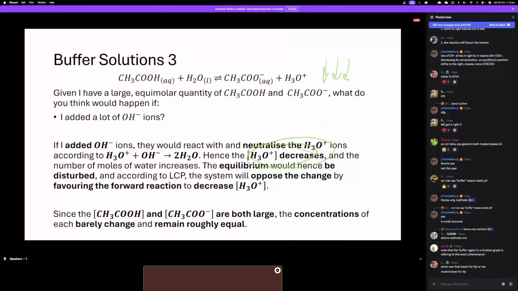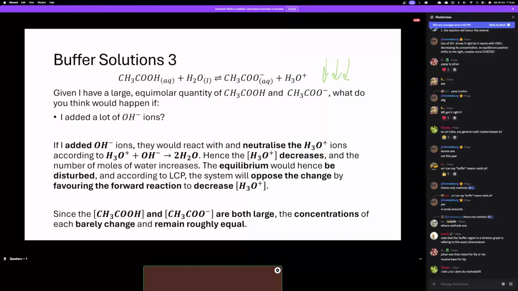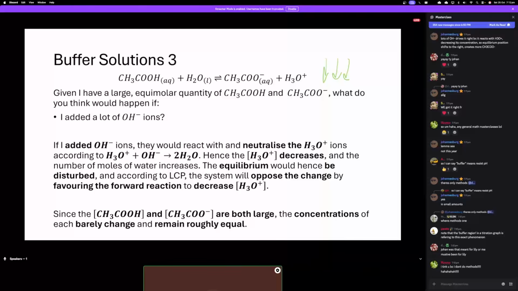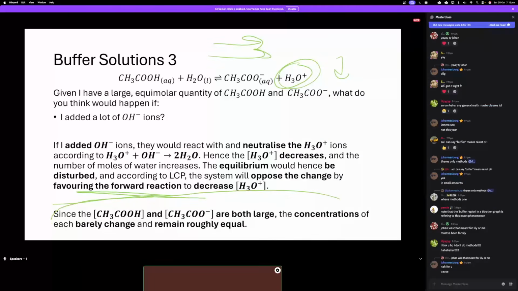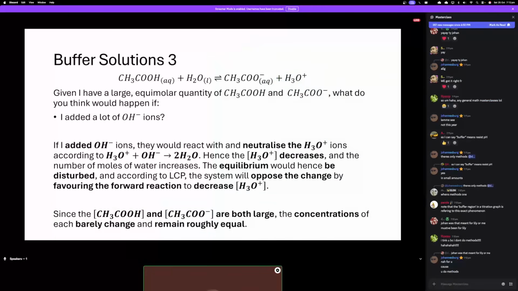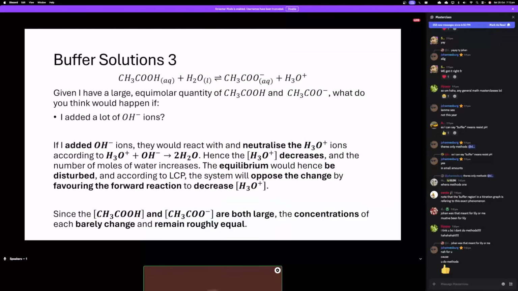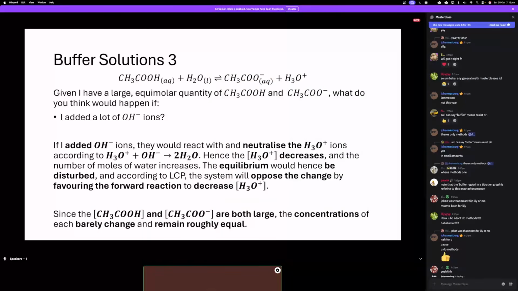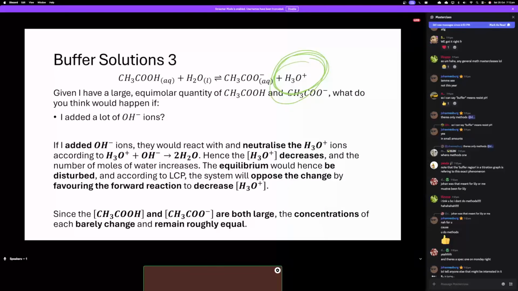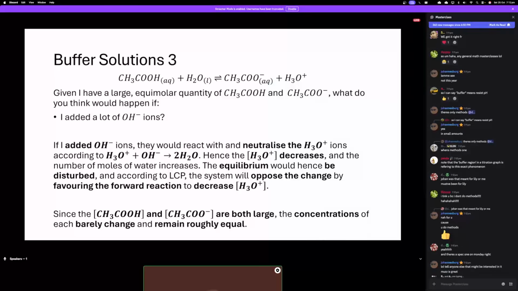This exact phenomenon, we're going to see in titration in a sec. H3O plus concentration decreases. The number of molecules of water will increase. Equilibrium will be disturbed. It opposes the change and favors the forward reaction, because if this is going down, then I want to produce more of it. And the exact same final line, because the concentrations of these two are really massive, they barely change. They do change, but they barely change, and we will mitigate the change to H3O plus. Hopefully that all makes sense to you guys.